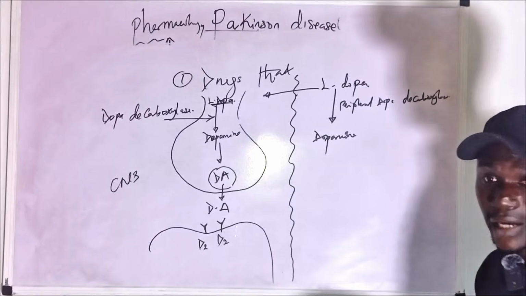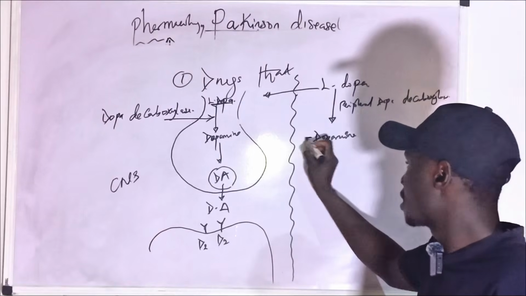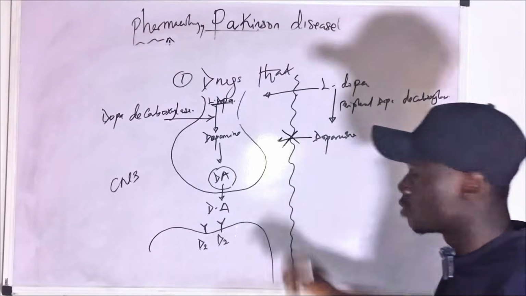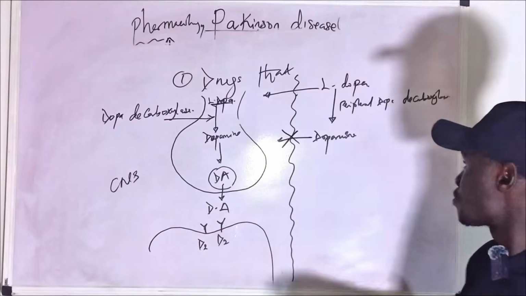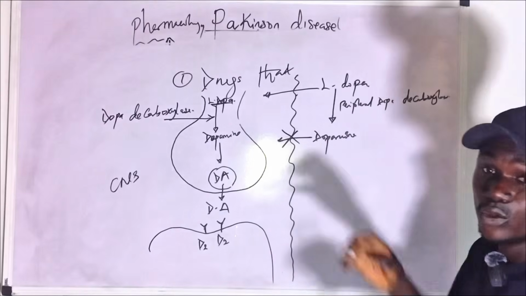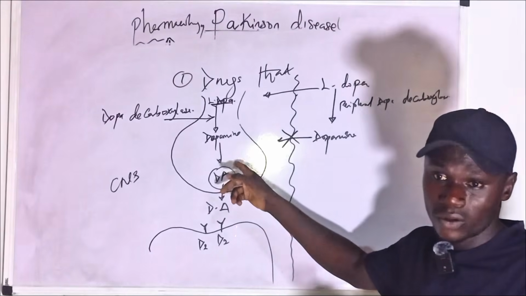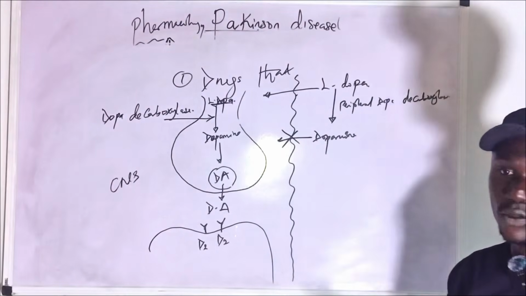And if you convert L-dopa to dopamine outside, dopamine is charged. It cannot cross through this blood-brain barrier. What does that tell you? If you end up converting your L-dopa to dopamine outside, you are going to reduce the bioavailability of L-dopa in the CNS. So the concentration of L-dopa in the CNS will be reduced.